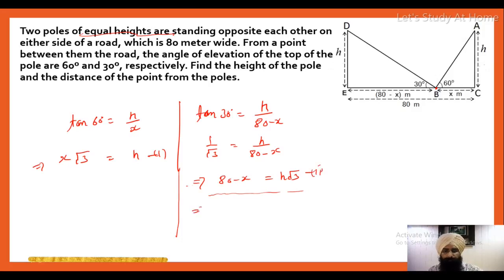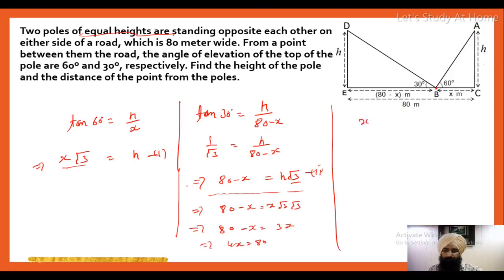Okay, this implies 80 minus x equals x under root 3 into under root 3. This implies 80 minus x is equal to 3x. This implies 4x is equal to 80. x is equal to 20 meters.